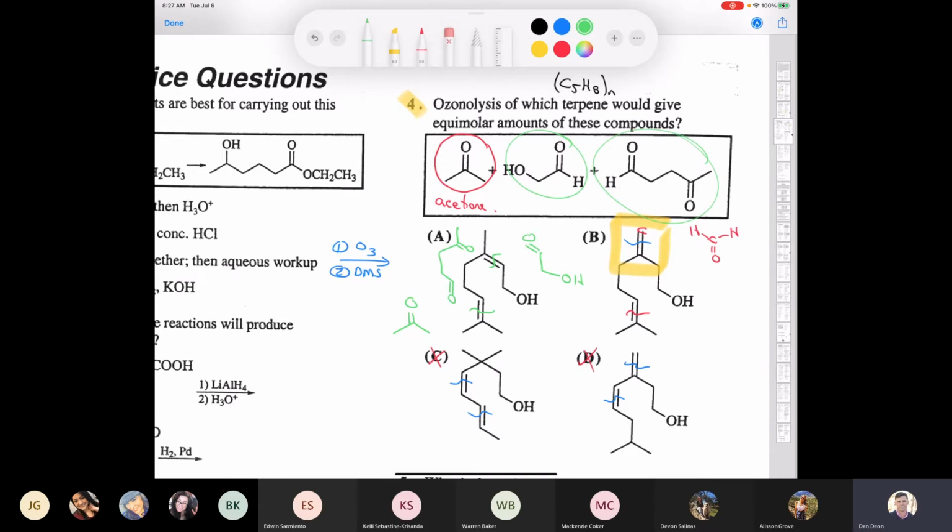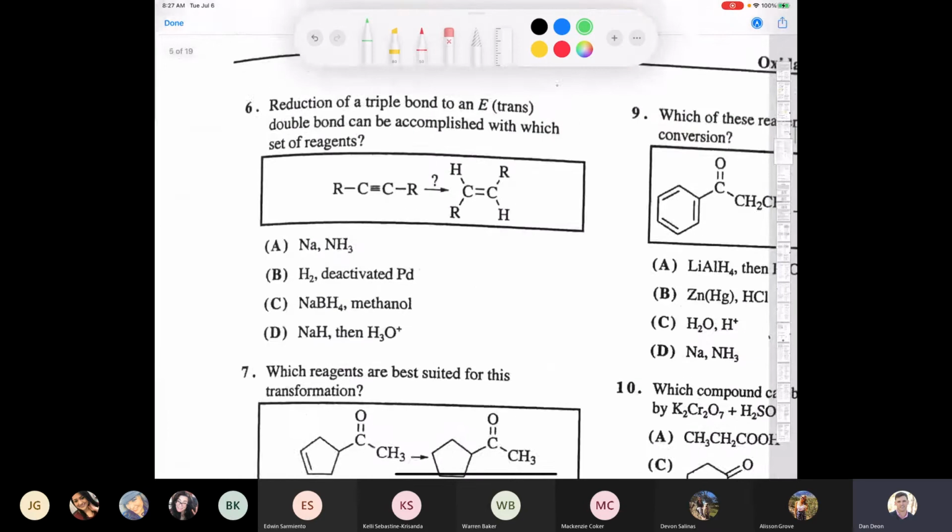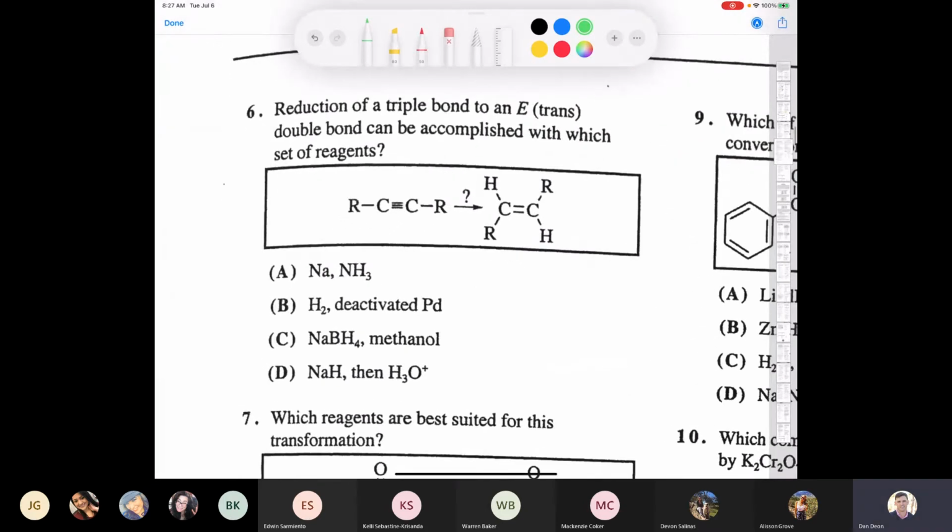Let's try question number 6. Question number 6, what is it? It says reduction of a triple bond. So this is alkyne chemistry. This would be covered in what, chapter 9? The reduction of a triple bond to an E or trans double bond can be accomplished with which set of reagents? I'll just throw that out there to my students.